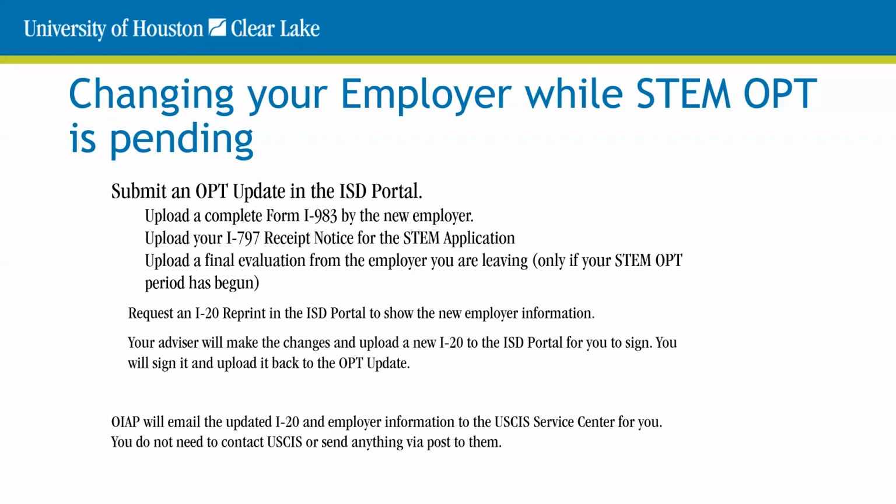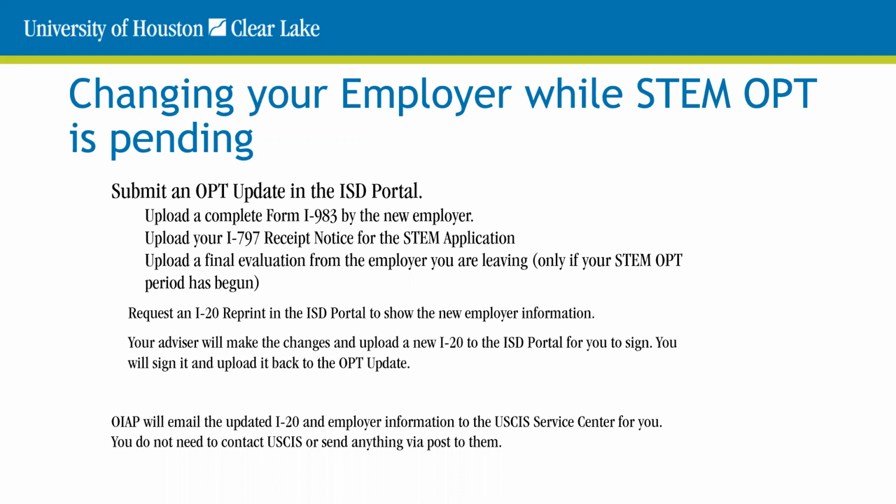So if you're changing employers during the time you have an OPT STEM extension application pending with USCIS, you should complete an OPT update in the ISD portal, submit a completed Form I-983 in the ISD portal with the new employer information, and upload a copy of your I-797 receipt notice. And then also request an I-20 reprint so that you can include this information to USCIS.